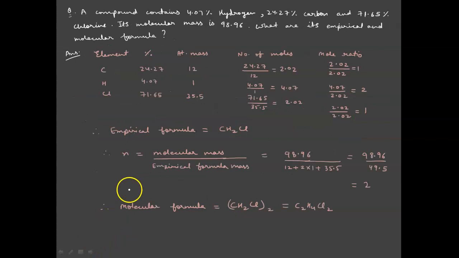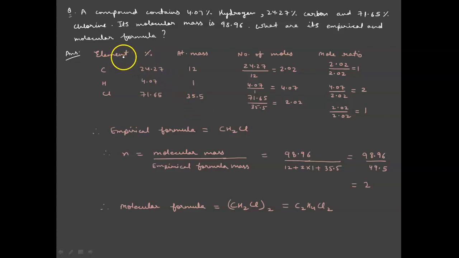Now comes another question. A compound contains 4.07% hydrogen, 24.27% carbon and 71.65% chlorine. Its molecular mass is 98.6. What are its empirical and molecular formula? This question is reversible. In the previous questions we calculated the molecular mass, but in this question we have to calculate the molecular formula using the molecular mass. Here we have been given the percentages, so no need to calculate the percentages like in the previous question.